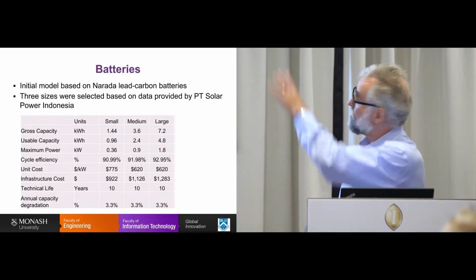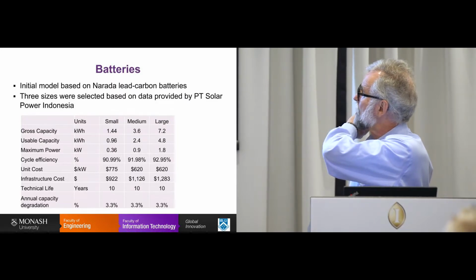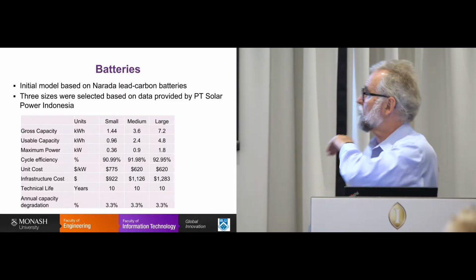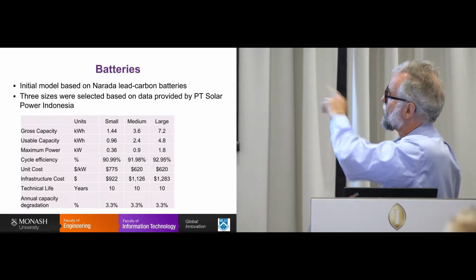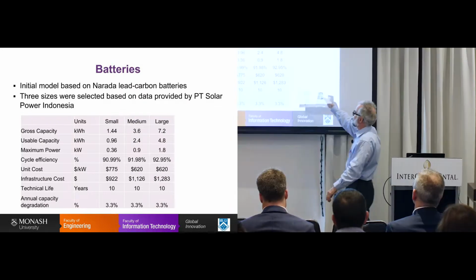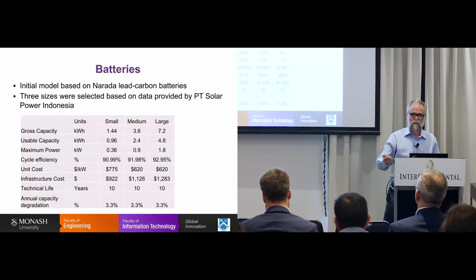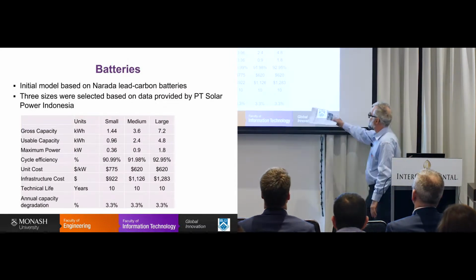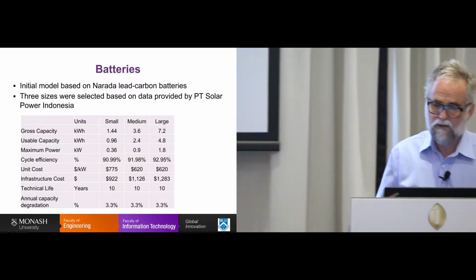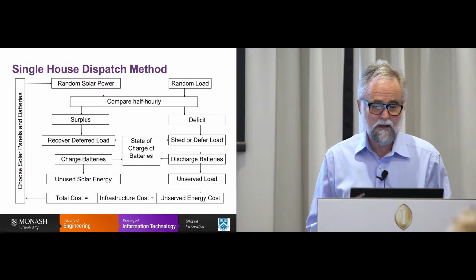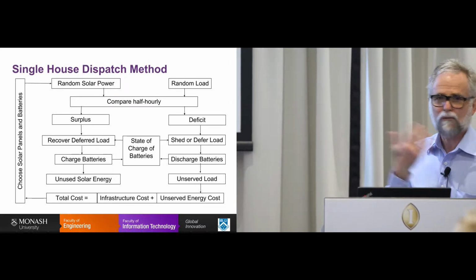Batteries are pretty straightforward. I modelled 3 kinds of battery sizes. Typical cycle efficiency was split into the energy losses on import and export, plus unit cost and infrastructure cost. The unit cost of the battery is essentially the replacement cost of putting a new battery in once you've put in the infrastructure. I put in a technical life of 10 years and 3 1/3% annual energy capacity degradation.